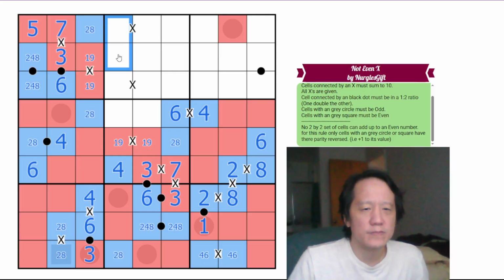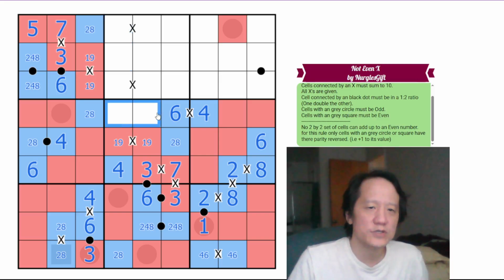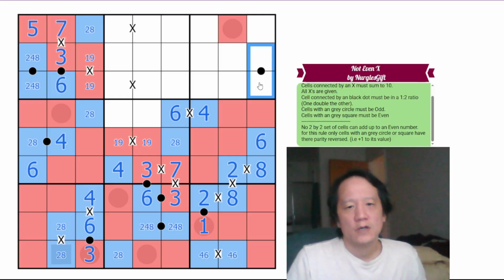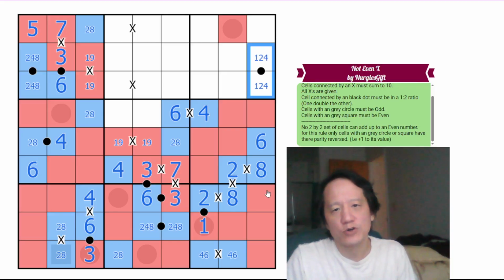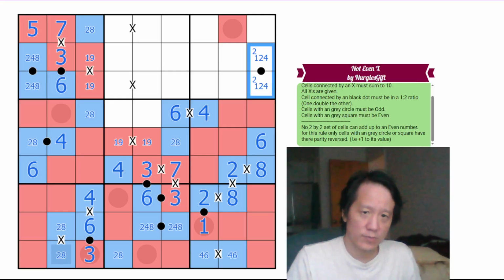These must be the same parity. So these are different parities. These are obviously the same parity. That's fine. This is in a 1 to 2 ratio. It cannot be 3 and 6. It can't be 4, 8. So this is 2 with 1 or 4. So 2 is one of these two. We know that for certain.